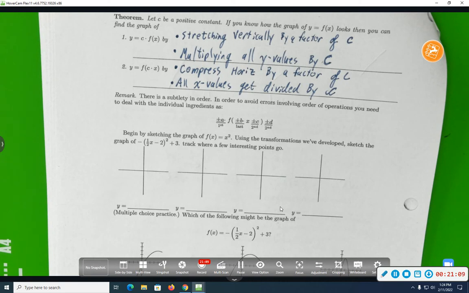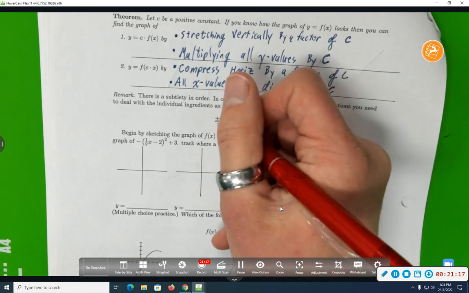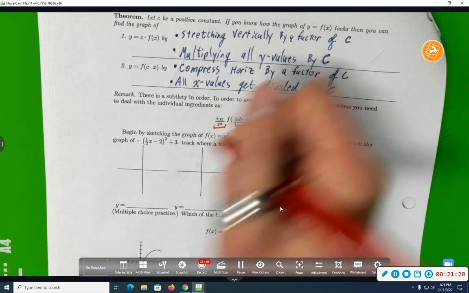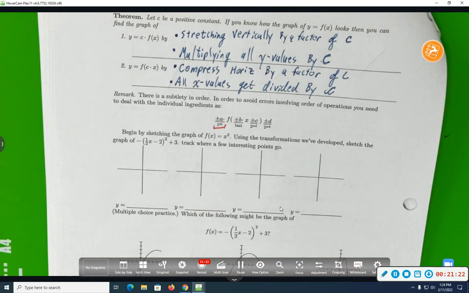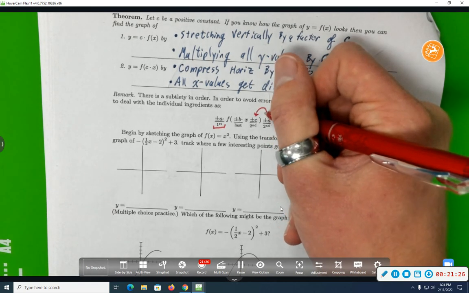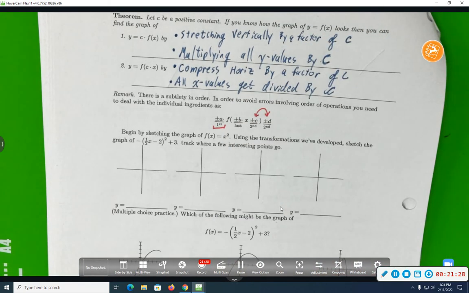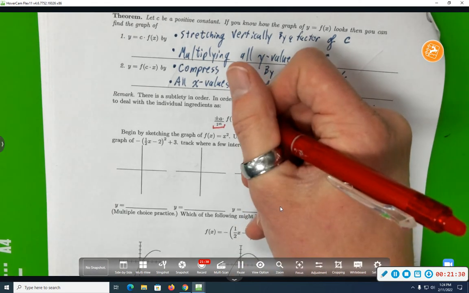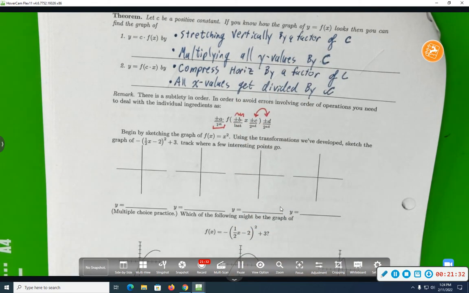And you'll see that you get something different if you keep track of what function you have at each stage and are very careful with parentheses. But in order to avoid this order of operations issue, deal with whatever is multiplied by the whole function first. Then, second, deal with whatever shifts you need to. And then finally, deal with whatever is multiplied by the x.